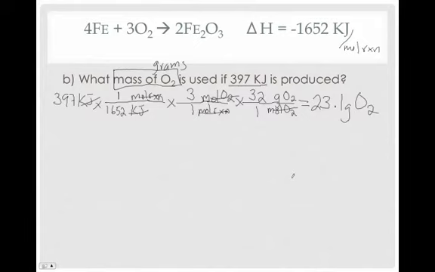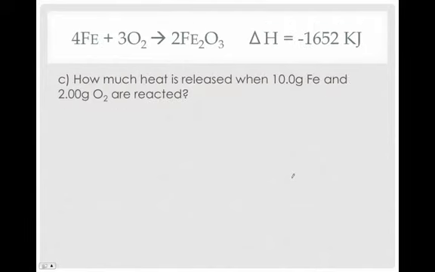And we have one last example that's a little bit more challenging. Not much, using the same processes that we've done, but it got to jog our memory of one more concept. And that is, how much heat is released when 10 grams of iron and 2 grams of O2 react? So our given, well, we have 10 grams of iron and 2 grams of O2, and we're looking for heat. We know that heat is in kilojoules.